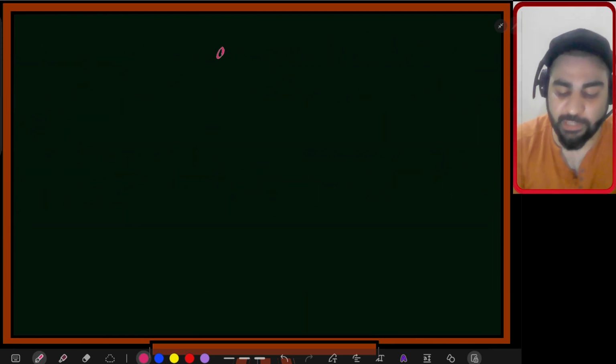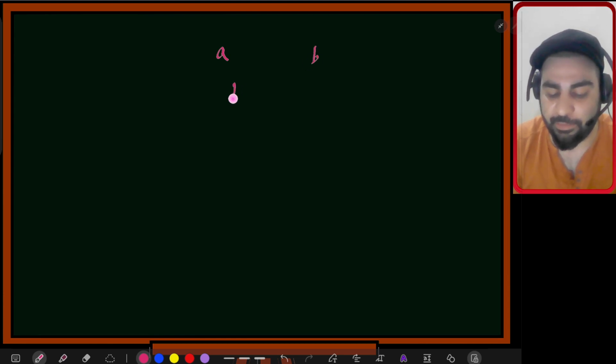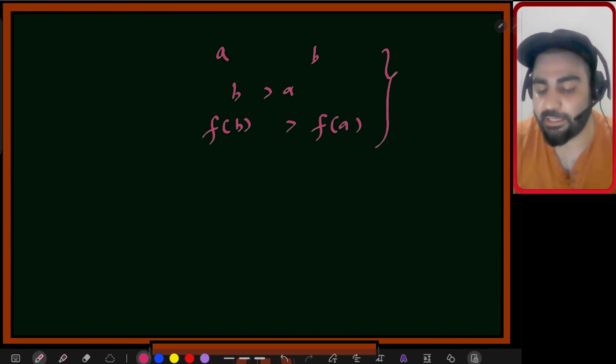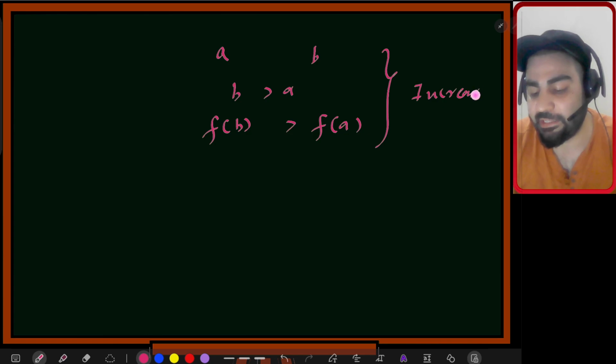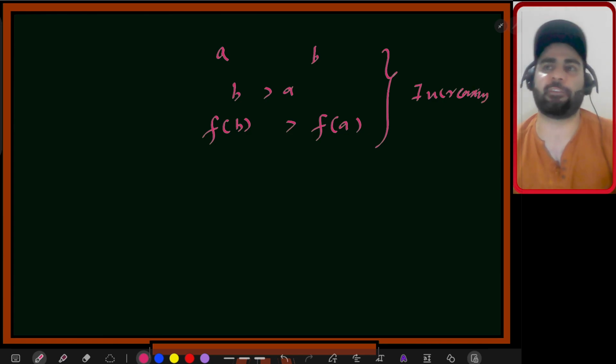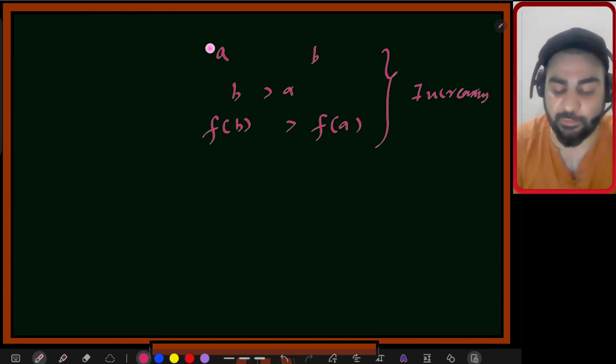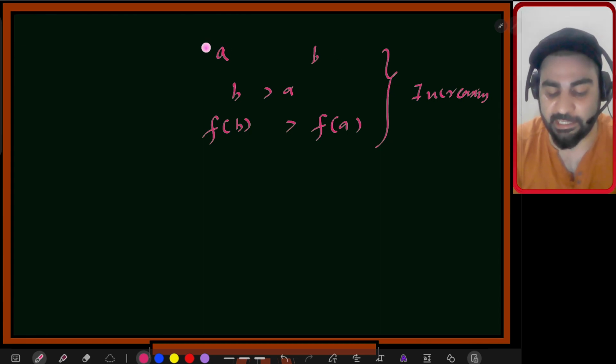We had values a and b. So b was greater than a, and what we found is f of b is greater than f of a. In such a case, we call the function an increasing function. So the function is increasing in the interval. But within the interval, you have to check for all the values. Graphically you can see that also. So in this interval a to b, you can say that the function is increasing.